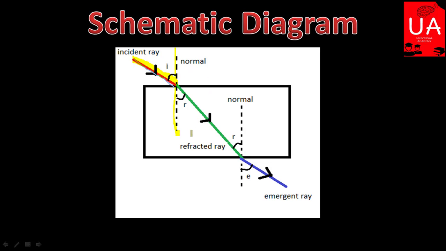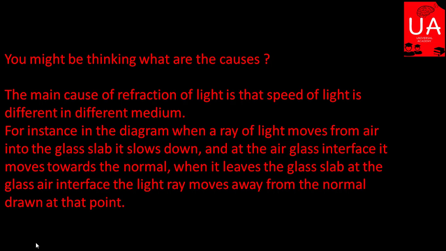This line is normal. It got deflected towards the normal, and at the other side, on the glass air interface, it moved away from the normal. Clear? This is how refraction goes. Okay, let's move on to the next slide.